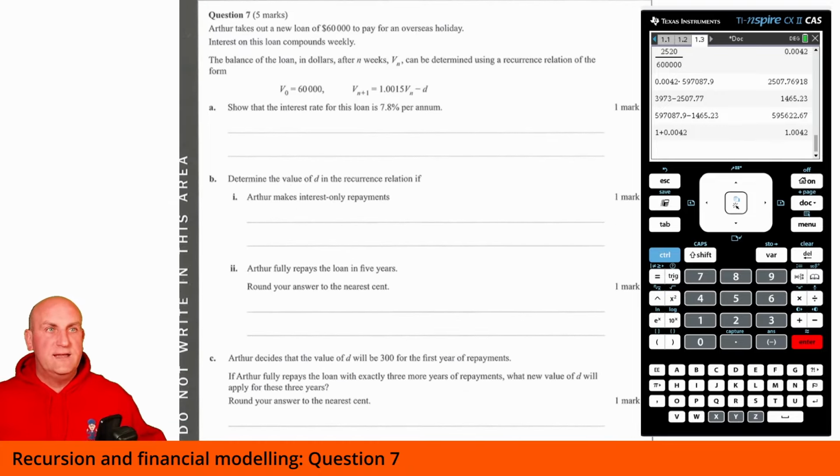Question number 7. Arthur takes out a new loan of $60,000 to pay for an overseas holiday. Cool, he's bought a motorbike. He's got $600,000 to invest. I want to know, Arthur.